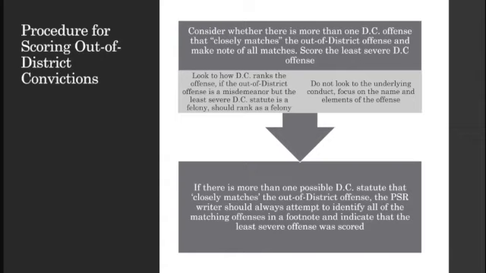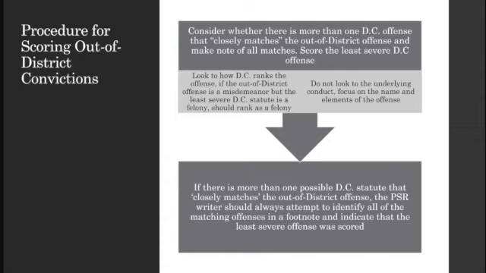So there are cases where there is more than one DC offense that closely matches the out-of-district offense. When that does occur, that is noted. The least severe DC offense is scored initially, and then a footnote is dropped listing the 1, the 5, however many it is, other DC offenses that the out-of-district offense could match and potentially be scored up to. What matters is how DC ranks and criminalizes this conduct. If the out-of-district offense is a misdemeanor, but the least severe DC statute is a felony, it's going to be ranked as a felony, but also vice versa.